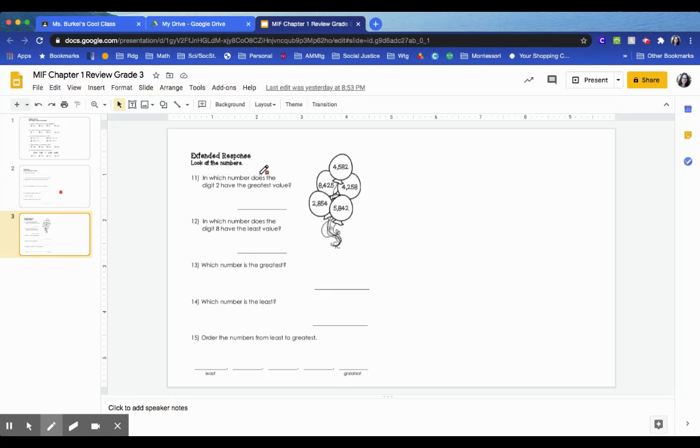In which number does the digit 2 have the greatest value? So I'm going to look at the 2. The 2's in the ones place. This 2's in the hundreds place, ones place, tens place, thousands place. Which 2 is in the highest place value spot? This one, right? The 2 in the thousands place is worth more than the 2 in the ones, or 200 or 2 or 20. So this number would be written on your line. 2,854.